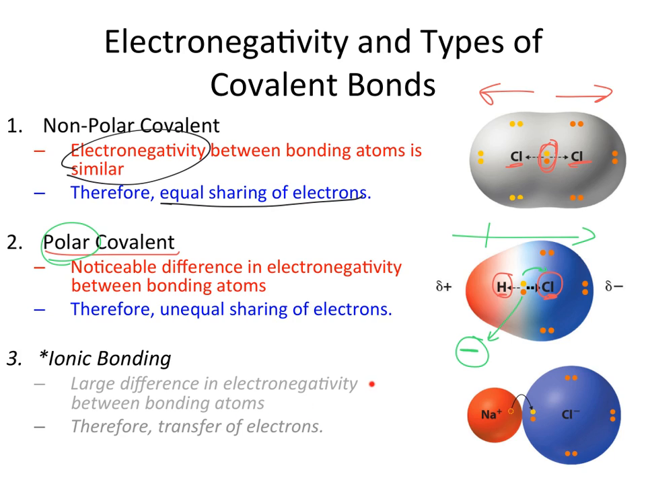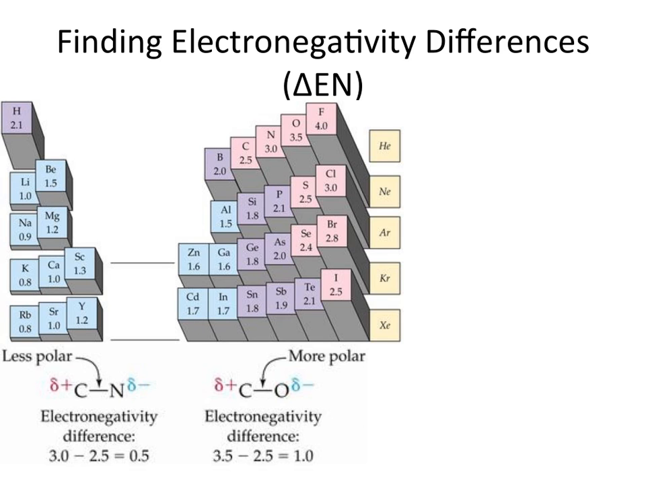The last one is not really part of covalent, but just to give you as a reference, ionic bonding. There's a huge difference in electronegativity, and there's going to be a transfer of electrons. So sodium is just going to give its electron up to chlorine. It's going to have a full positive charge because it just completely lost an electron. Chlorine's going to have a full negative charge because it just completely gained another electron. And again, there's going to be attraction between them.